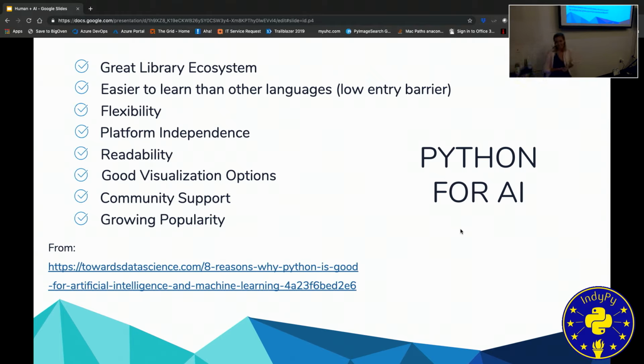And the other great thing about Python is it has really great community support. Because it's open source, it's great that a lot of people are still really involved with it, and it has growing popularity. So there's still a lot of contributions that are coming in.